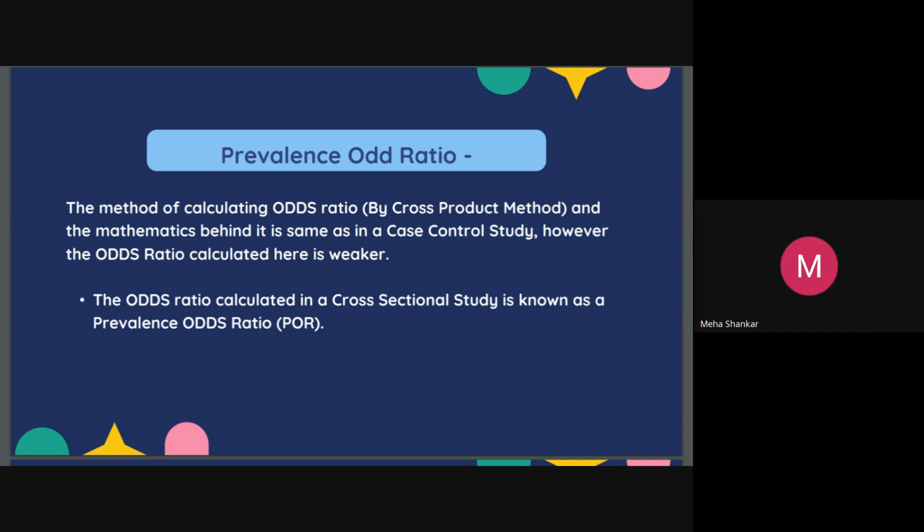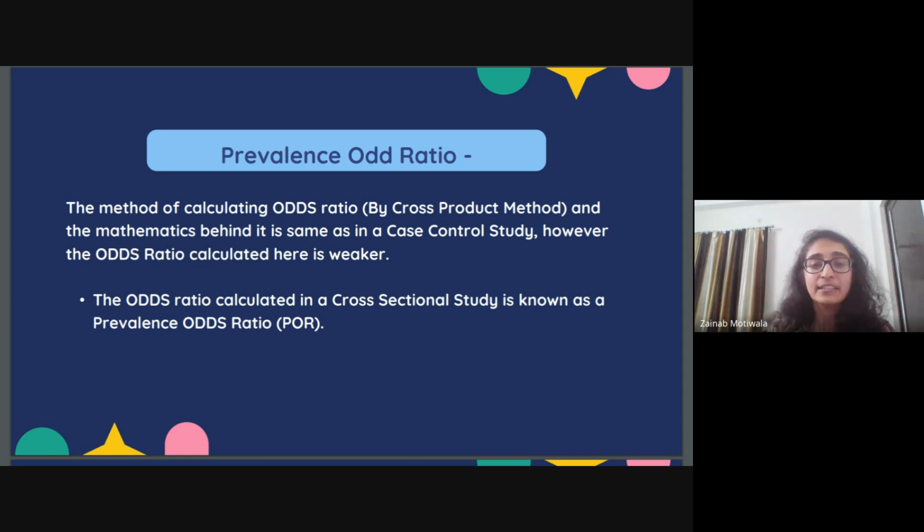Could you please repeat the difference between descriptive and analytical cross-sectional studies? Sure. A descriptive cross-sectional study is just looking at the prevalence of disease in the population. That's it. We're not looking at the association of the prevalence of disease and the exposure. When we start looking at the association, it becomes an analytical cross-sectional study. Does this answer your question?